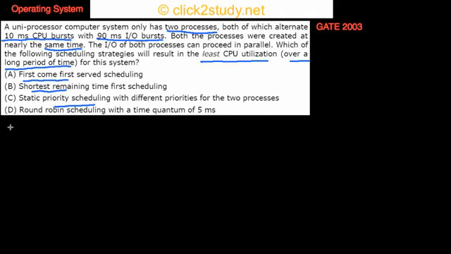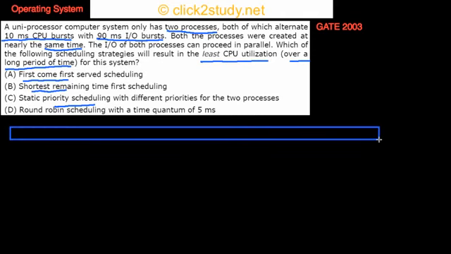I'll make this timeline first so that it's easier to see what's going on. Suppose this is 0, and we know that all these processes start at 0. Let's talk about first come first serve first, that is option A. Suppose we name these processes P0 and P1. So these are the two processes.